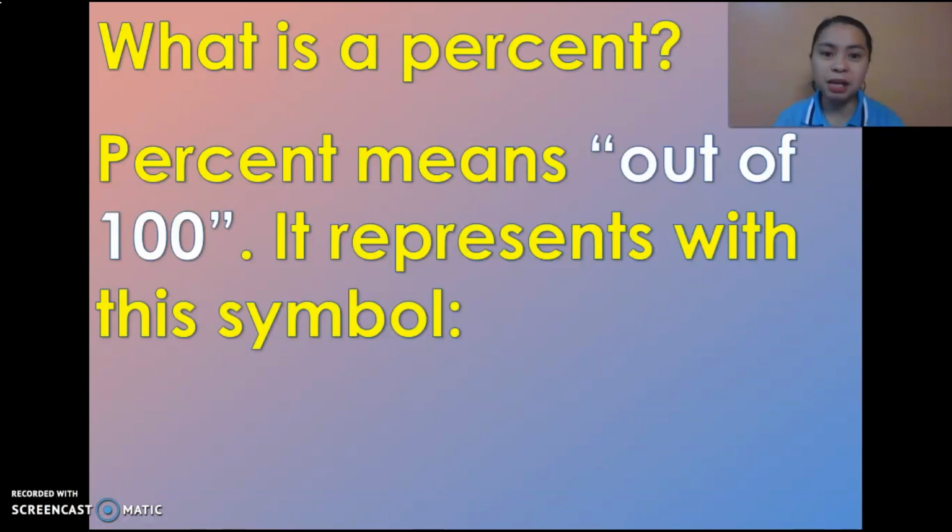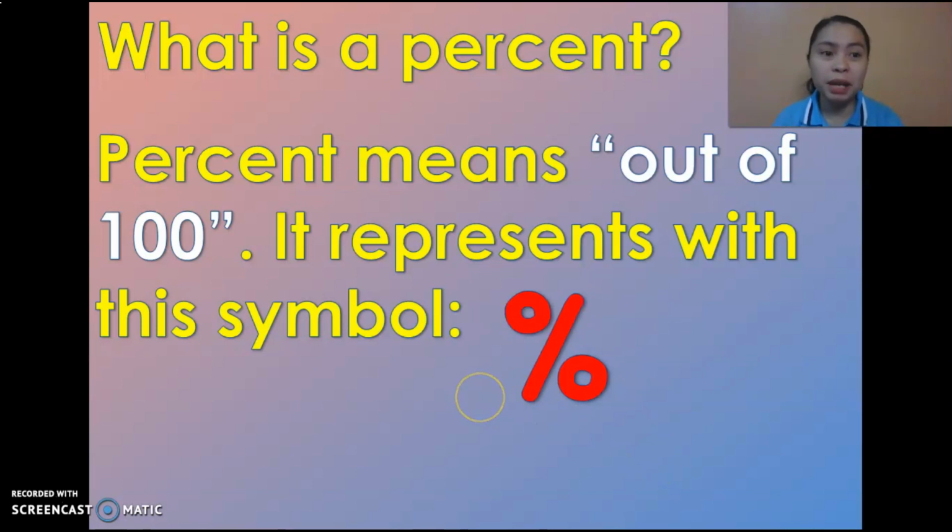So percent means out of 100. This one, out of 100. So, can you say it with me? Percent means out of 100. And percent is represented with this symbol, the red one. So that's the symbol for percentage or a percent.